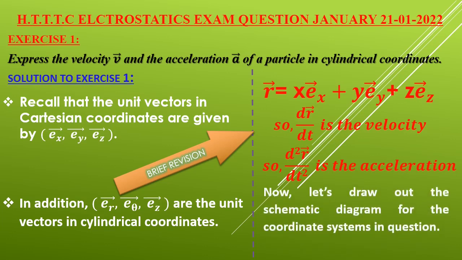So now, let us draw out a schematic diagram for the coordinate systems in question. It is important for you to know that though the question asks us to get the velocity of a particle in cylindrical coordinate system, we'll actually be embedding our cylindrical coordinate system on the Cartesian coordinate system. For you to be able to do that, you must first of all start by drawing your Cartesian coordinate system where your coordinate axes meet at the common point O.